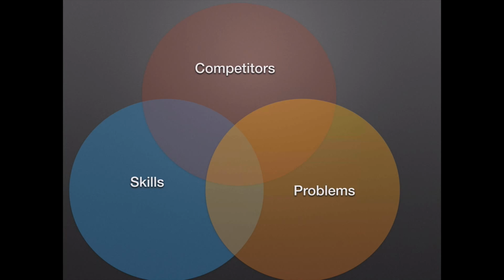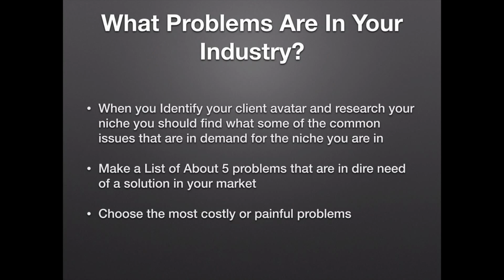So, taking a look at this circle graph, it all comes together, right? It all blends together. What problems are in your industry? When you identify your client avatar and research your niche, you should find some of the common issues that are in demand for the niche you're in. Make a list of about 5 problems that are in dire need of a solution in your market. Choose the most costly or painful problems.